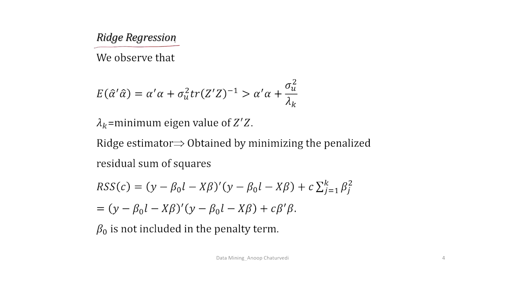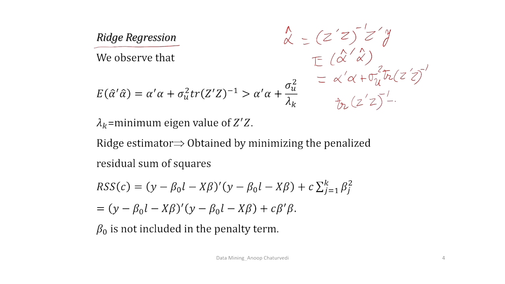Now, first we consider the ridge regression estimator. We observe that the expectation of alpha hat transpose alpha hat. What is alpha hat? Alpha hat is equal to (z transpose z) inverse z transpose y, and the expectation of alpha hat transpose alpha hat is equal to alpha transpose alpha plus the trace of the variance covariance matrix of alpha hat. The variance covariance matrix of alpha hat is sigma square u (z transpose z) inverse, and then you take the trace of this. Now, the trace of (z transpose z) inverse is equal to the summation of 1 upon lambda j, j equal to 1 to k.